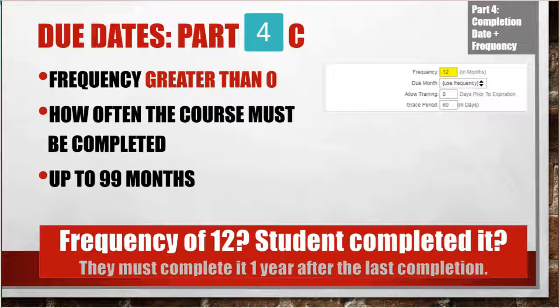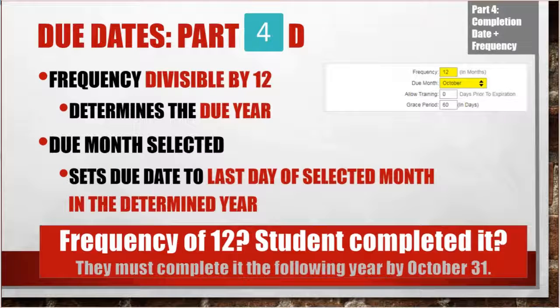If the frequency is greater than 0, then that's how often in months that it needs to be completed. If it needs to be done annually, then you might set a frequency of 12. It gets a little trickier when you have a due month set.